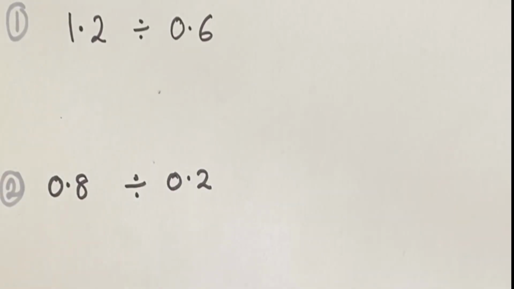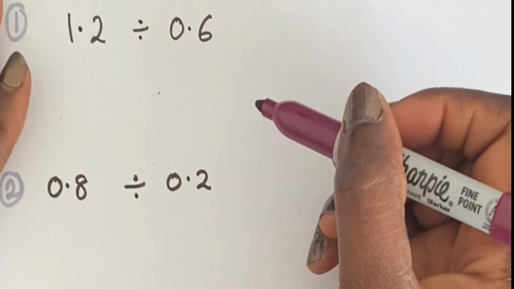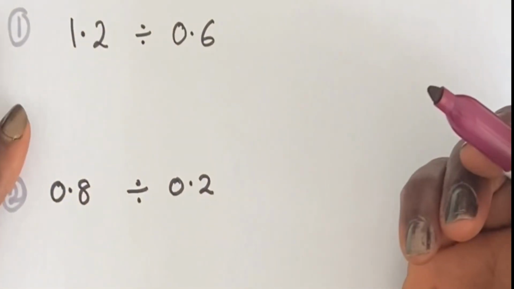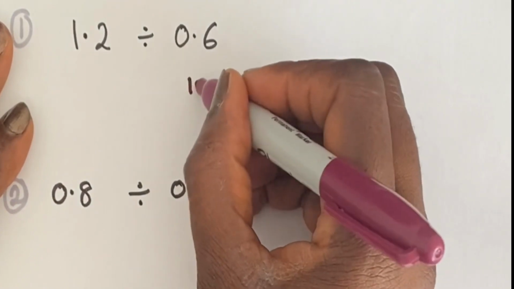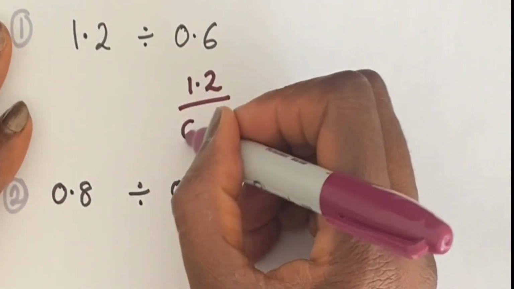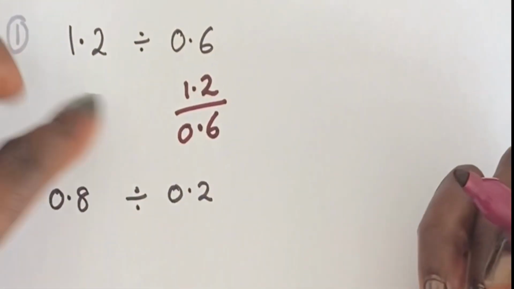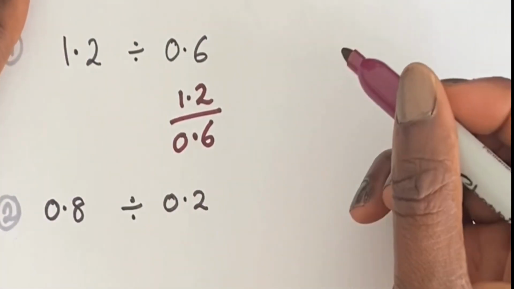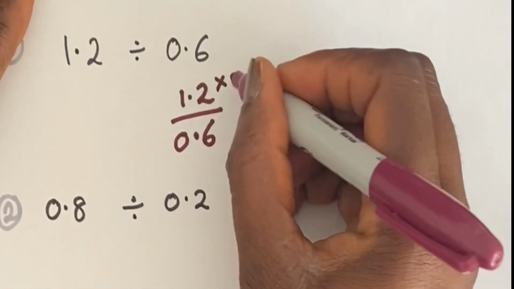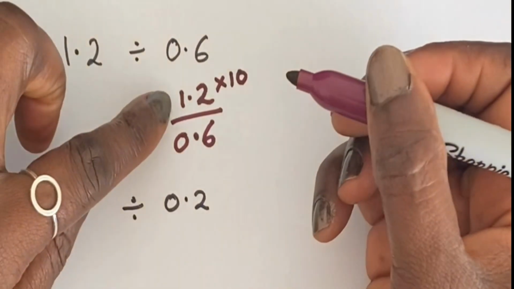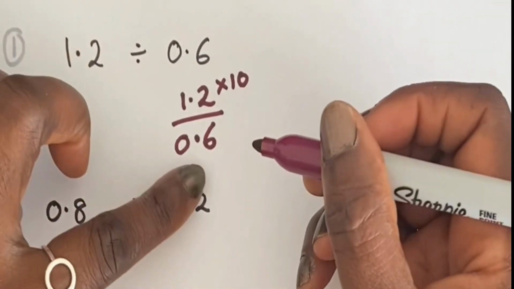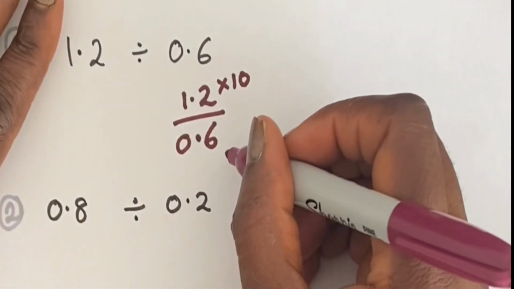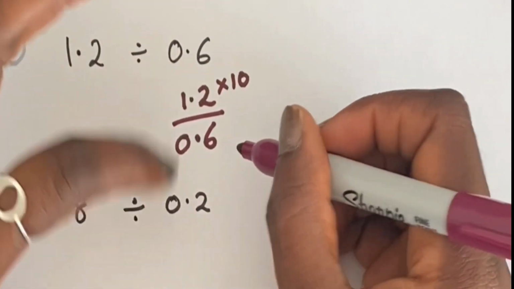So let's say we have 1.2 divided by 0.6. Then the best way to do this is to write it out as a fraction. So we're going to write it as 1.2 over 0.6, and we want to get rid of the decimals. How we do that is we times it by 10, because if we times 1.2 by 10, that will take us to 12. And if we times 0.6 by 10, that will take us to 6. So we do the same thing to the top and the bottom number.